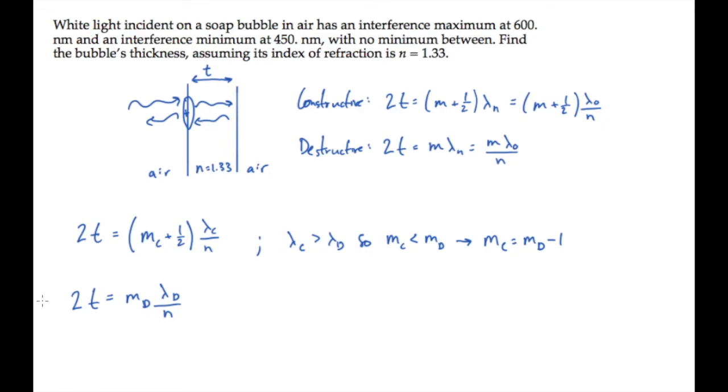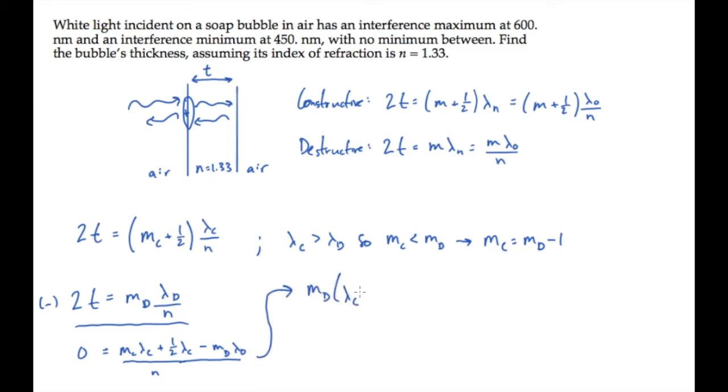Now let's subtract these two equations so that we can solve for the order, either m sub d or m sub c. On the left-hand side we get 0, and the right-hand side gives this expression. We can eliminate m sub c, the constructive order, from this using our expression above, m c equals m d minus 1. When you substitute that and rewrite this expression, you find this. Now we can solve this for the destructive order, m sub d. It equals 1/2 the constructive wavelength divided by the difference in wavelengths, constructive minus destructive.